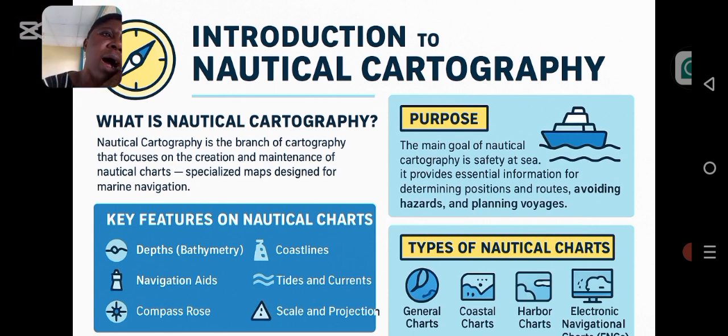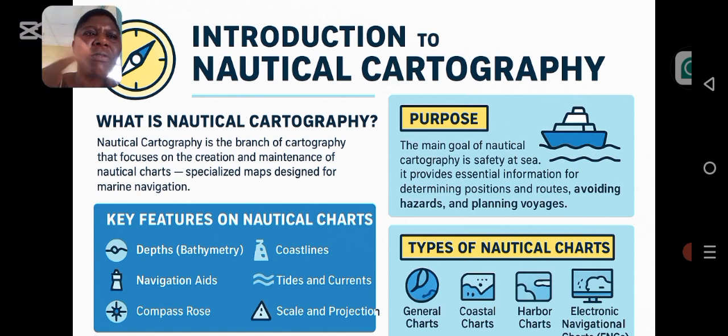Now, the purpose of nautical cartography, the purpose is to do what? Just as you see here, the main goal or aim of nautical cartography is what? For safety at the sea. That is the main aim. It's for safety at the sea, and also to provide information for the sailor to know their position and the route they need to take to avoid hazards, to avoid shipwreck, to avoid vessels being sunk beneath the water. So the aim of nautical cartography is to provide a chart that will aid safety on the water body.